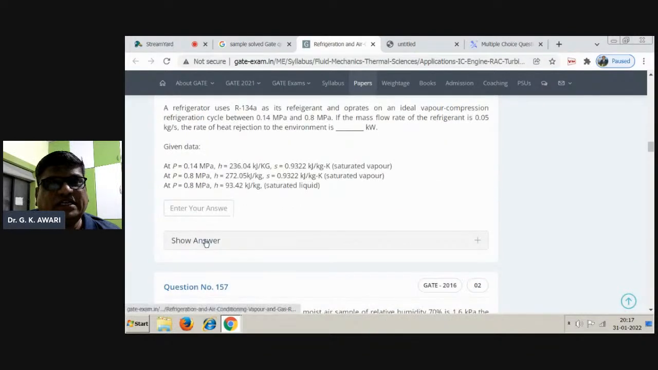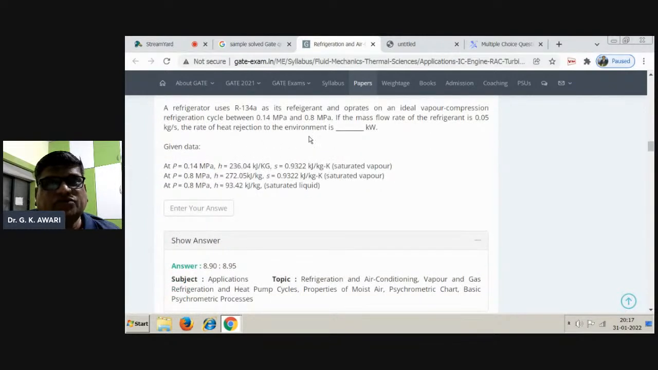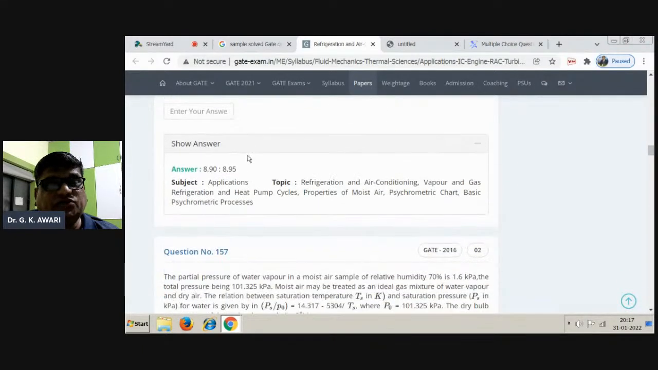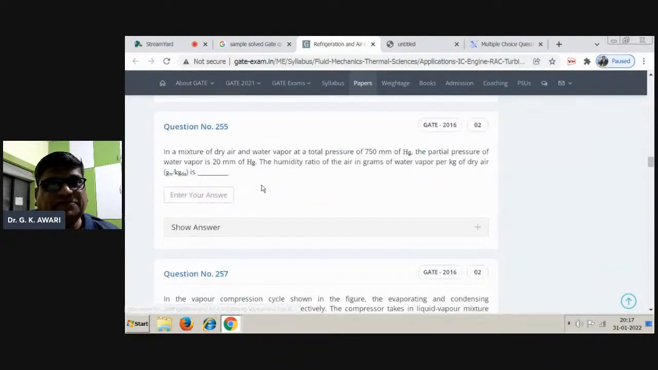So here the refrigerator again uses R134a. This is the same question which you have studied now. The refrigerator operates on an ideal vapor compression refrigeration cycle between 0.14 megapascal and 0.8 megapascal. If the mass flow rate of the refrigerant is 0.05 kg per second, the rate of heat rejection to the environment is to be given. So this is the given data which is available to you, and from this data you need to calculate the rate of heat rejection.